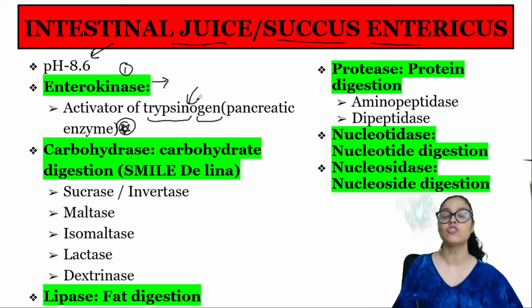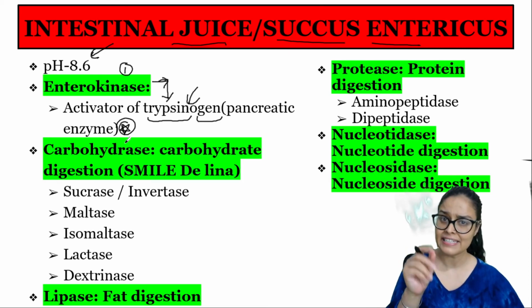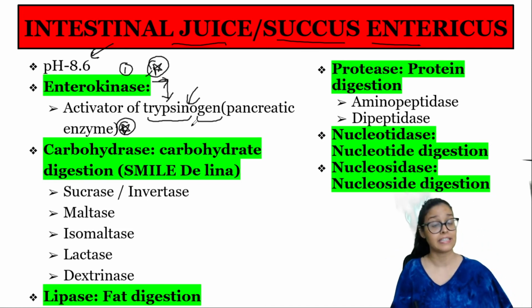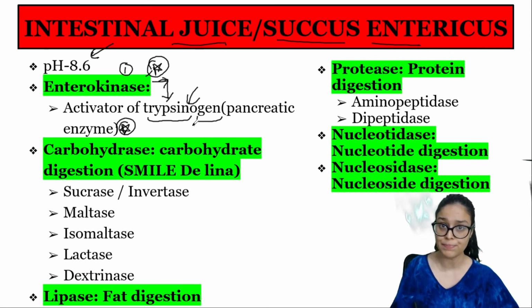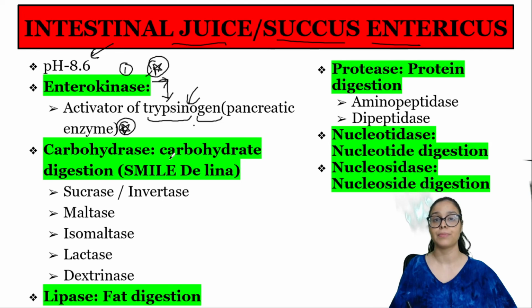So trypsinogen, which is in inactive form, will be activated by enterokinase, and it is not having any direct role in digestion, but indirectly it is activating trypsinogen into trypsin. So indirectly it has a role, but directly there is no role in digestion, right?